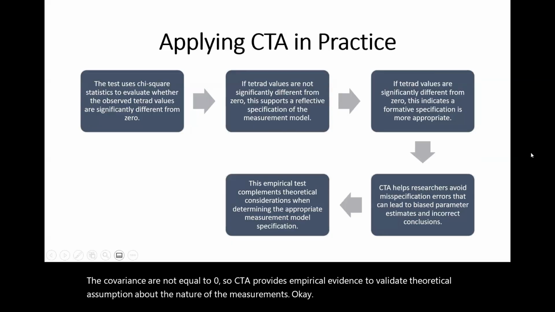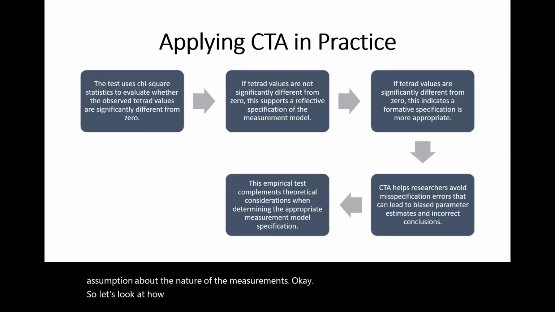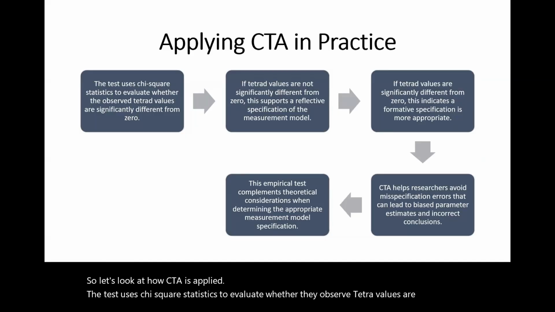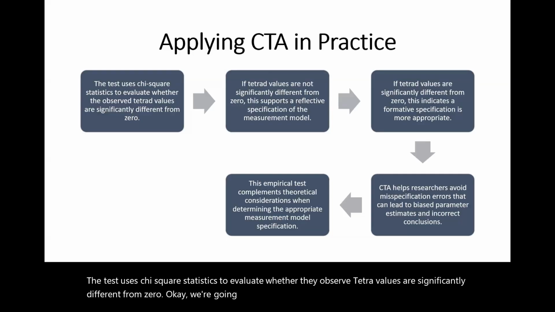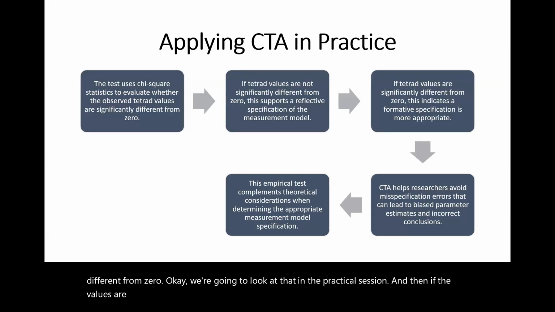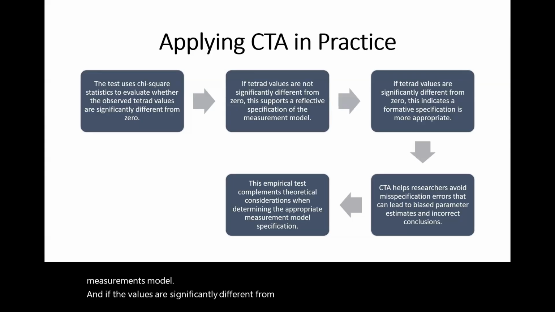So let's look at how CTA is applied. The test uses chi-square statistics to evaluate whether the observed tetrad values are significantly different from 0. We're going to look at that in the practical session. If the values are not significantly different from 0, they support a reflective specification of the measurement model. If the values are significantly different from 0, this indicates that a formative specification is more appropriate.